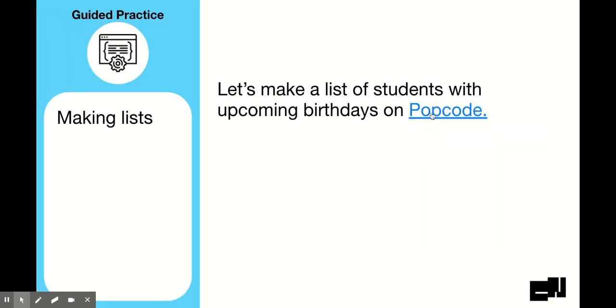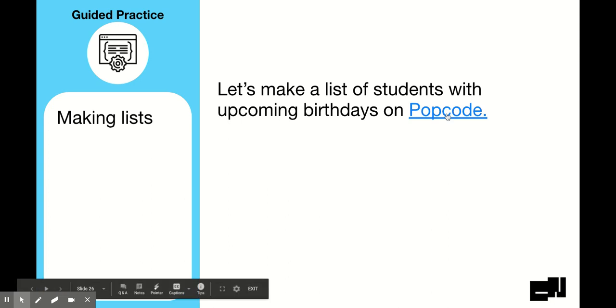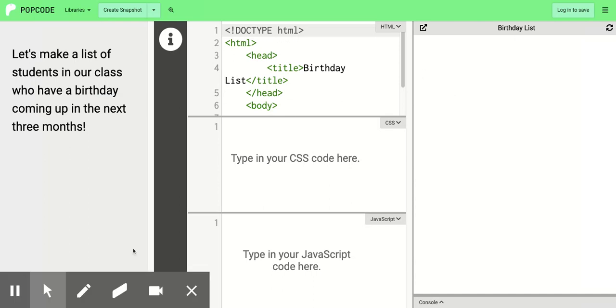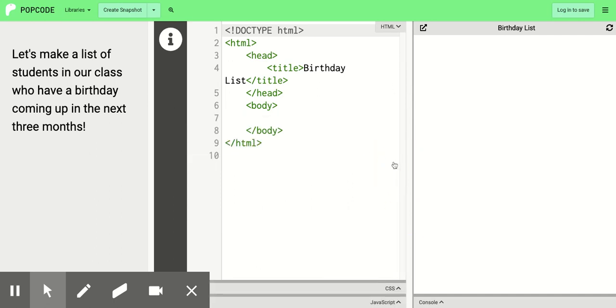Let's move on to our second guided practice. Let's make a list of students with upcoming birthdays on Popcode. I'm going to open up my guided practice. I'm going to share my screen. And all right, let's make a list of students in our class with a birthday coming up. I don't actually know any people's birthdays. I also don't know who's watching this video, so I'm just gonna make up some random students' names.